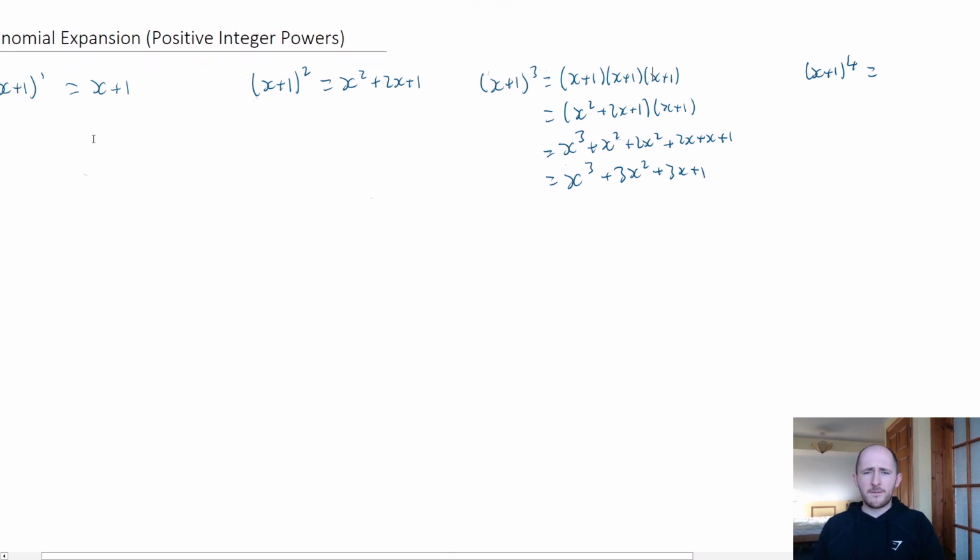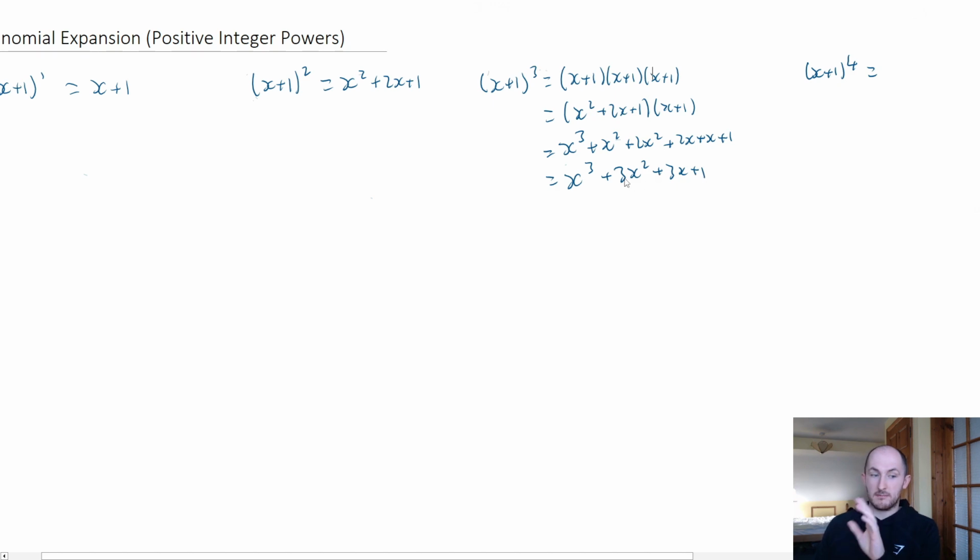Now, funnily enough, there's actually a pattern between expanding with the power of 1, power of 2, and power of 3. If you notice, the power of x just goes down, right? So it goes from x to the 1, x to the 0. Then we have x to the 2, x to the 1, x to the 0. x to the 3, x to the 2, x to the 1, x to the 0.